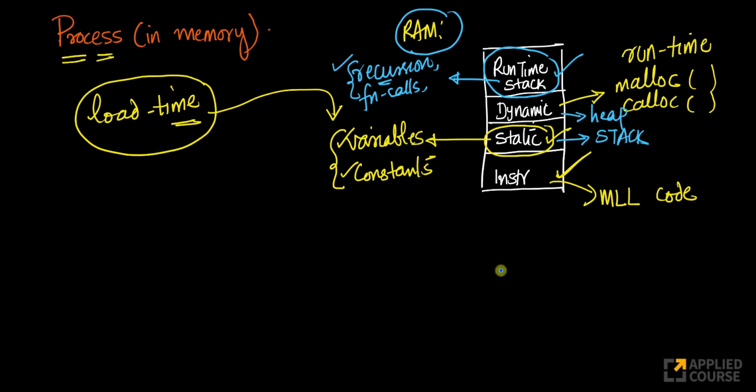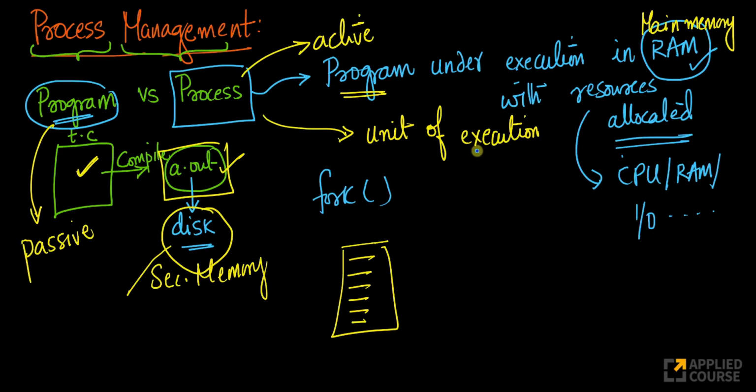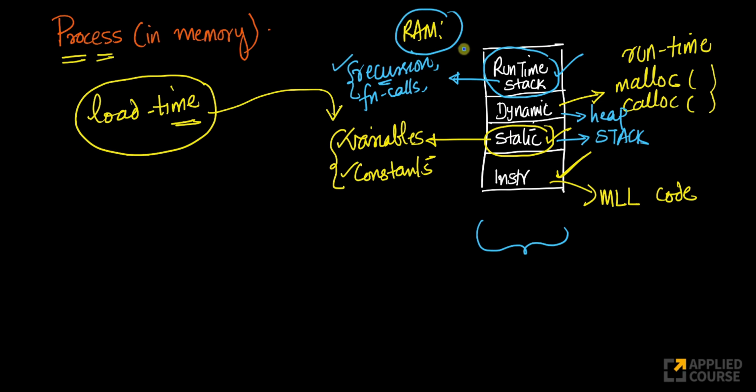Okay. So this is how a process looks in the memory, right? Because at the end, what did we say? A process is a program under execution in the RAM. This is how it looks. Again, this is a simplified diagram, but we'll go into more and more details as we progress.